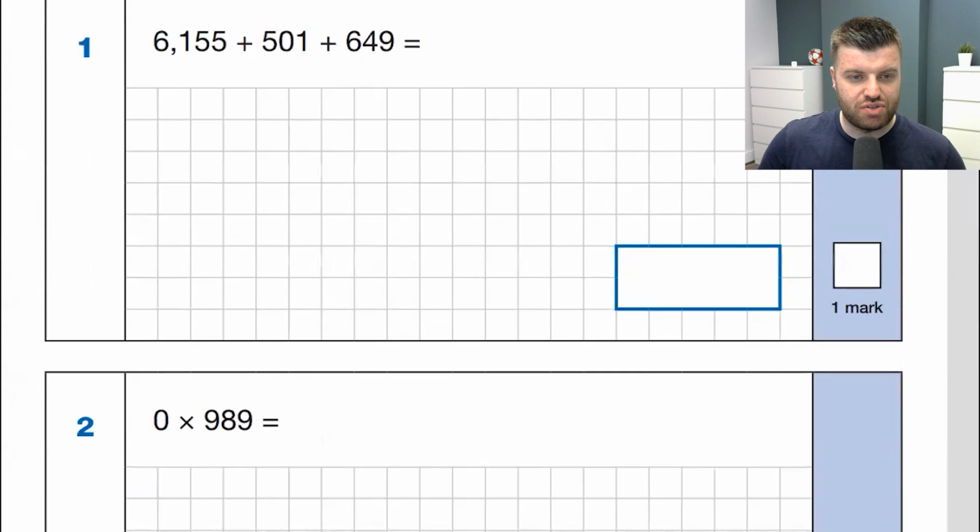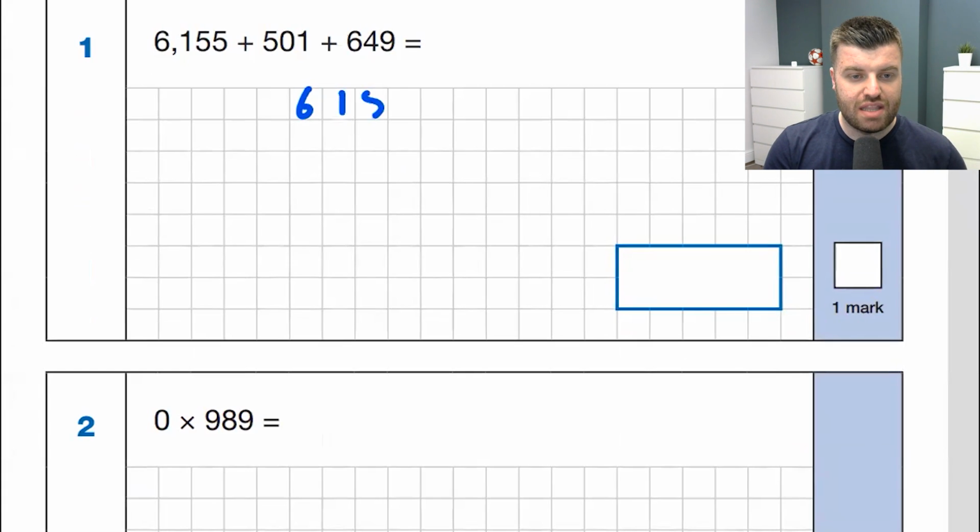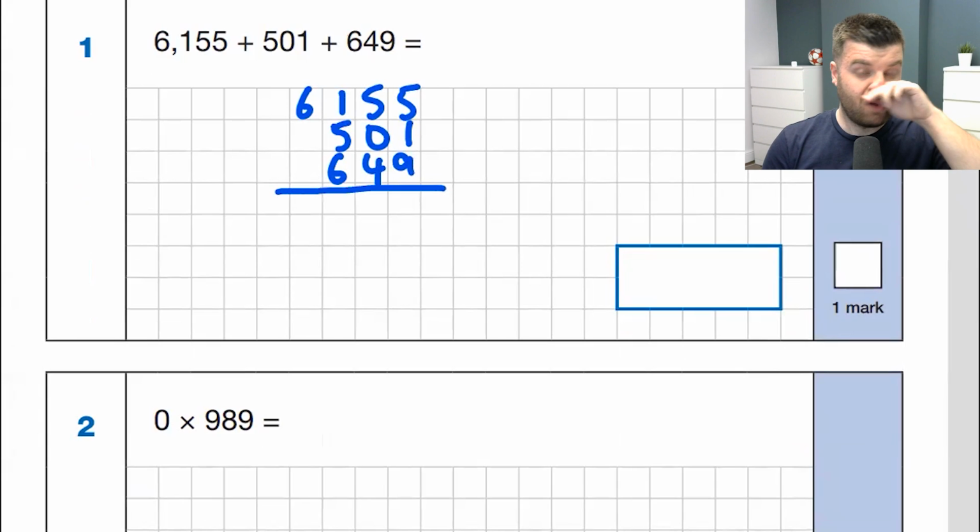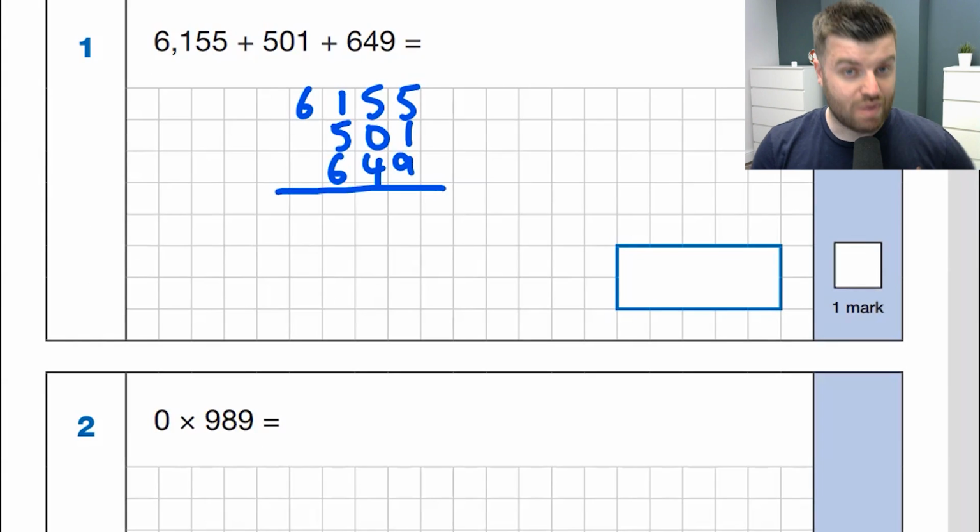And here's question 1. It's quite a straightforward one to begin with, but there is a little bit of a trick. You just have to make sure that you line your digits up. So the hundreds go in the hundreds column and then everything else will follow. You can add these up one at a time, or I like to put all three together because when we're doing addition, we can add more than two numbers together and we'll still get the right answer.